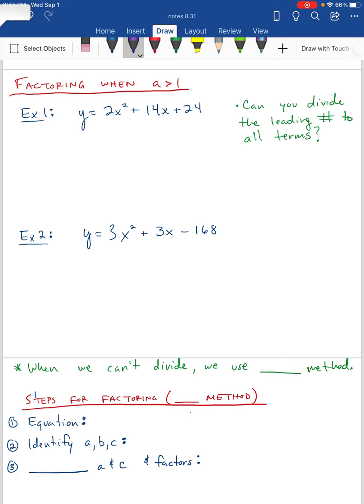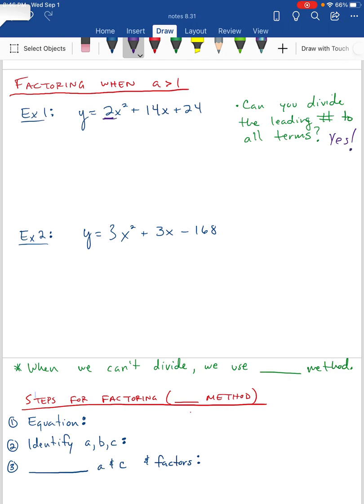So the first example, I have y is equal to 2x squared plus 14x plus 24. Looking at that equation, you need to see if you can divide the leading coefficient, the leading number, into all of the terms. The leading coefficient here is 2. So you want to see if you can divide the other terms by 2. And the answer is yes.